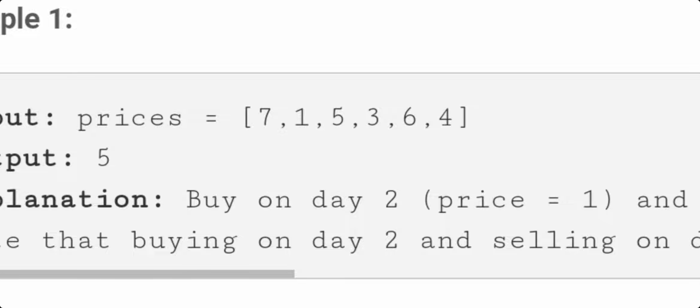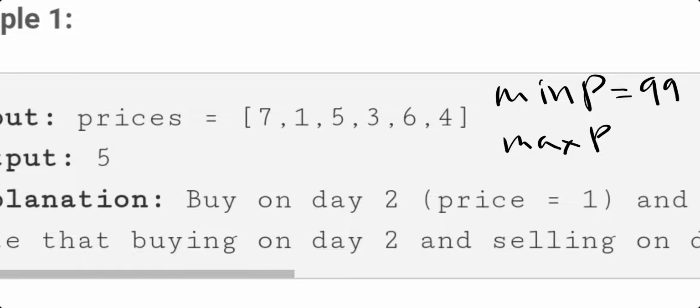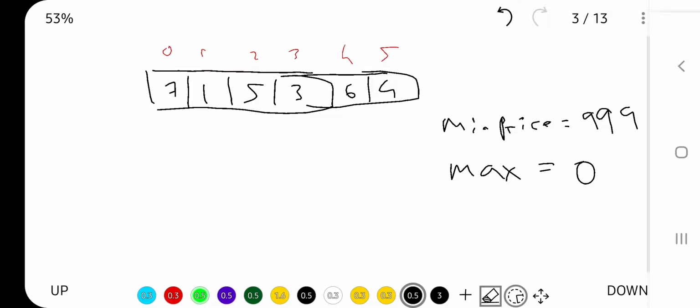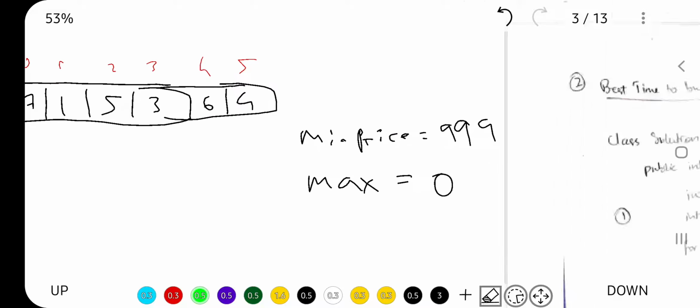So how can we optimize the solution? Basically we'll be running through the loop, and we'll have two variables: the minimum price of the stock as well as the maximum profit. Initially the minimum price will be 999, and the maximum profit will be initially 0. Let me explain by the code itself, so that it will be much better. I have made the same array here, and the minimum price is set as 999 and the maximum profit is initially 0.